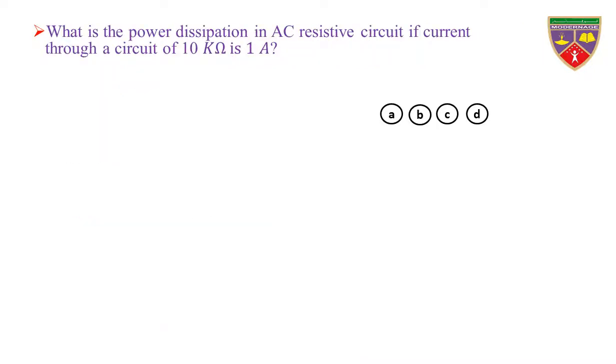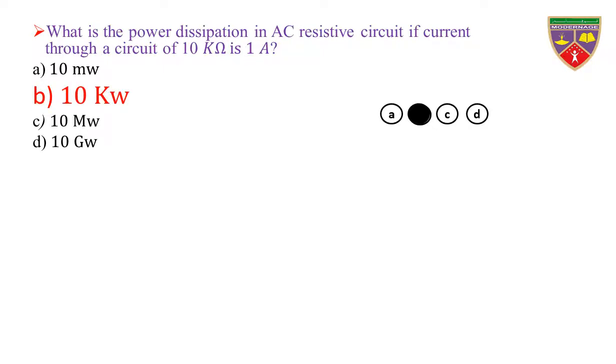What is the power dissipation in an AC resistive circuit if current through a circuit of 10 kilo ohms is 1 ampere? Option A 10 milliwatt, option B 10 kilowatt, option C 10 megawatts, option D 10 gigawatts. The key is 10 kilowatts. Therefore, the correct option is B.